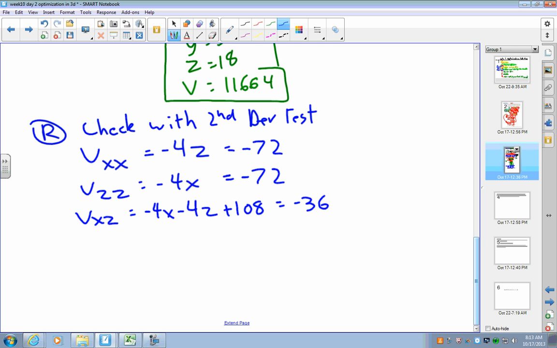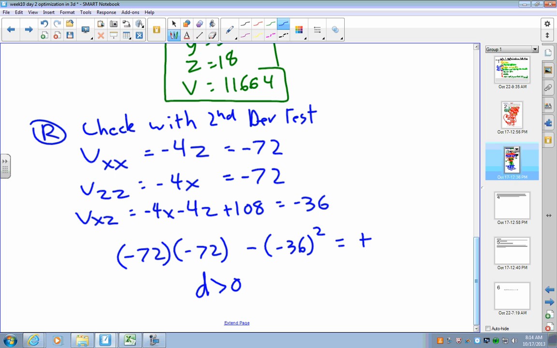And then I do the little formula check. Negative 72 times negative 72 minus negative 36 squared. And that turns into a positive. So the D is greater than 0. And Vxx is less than 0. So I have a max.